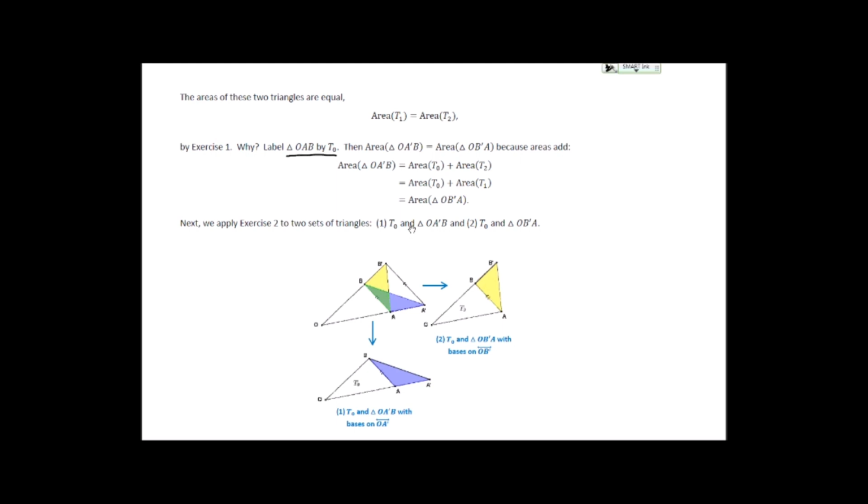We'll next label triangle AOB, this, T sub 0, and we will talk about the area of AOB prime and the area of AB prime A, and they must be the same because down here this blue triangle is equal to T sub 0 plus T2, and the green triangle down here is equal to T sub 0 plus T1, and we just proved that T1 and T2 were the same, and so those two triangles must be the same. That's important for us later on.